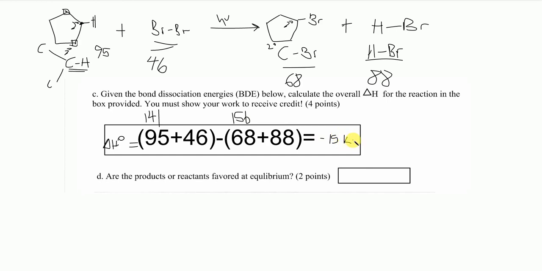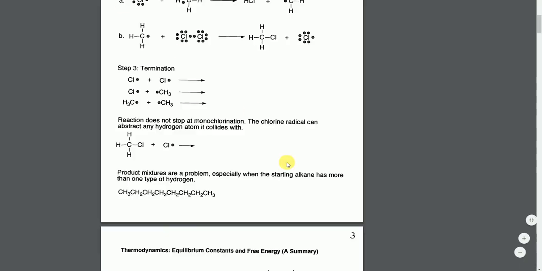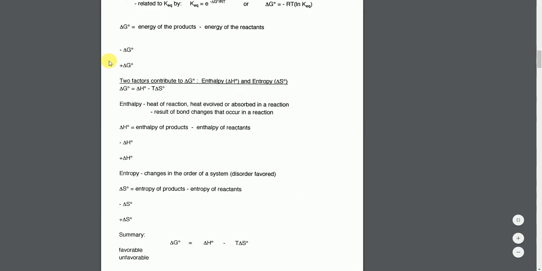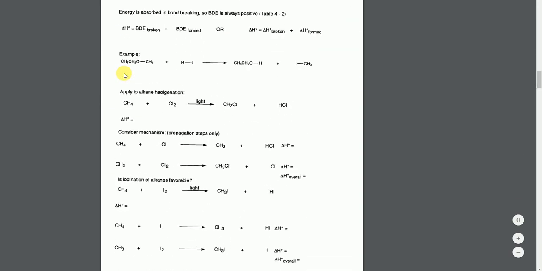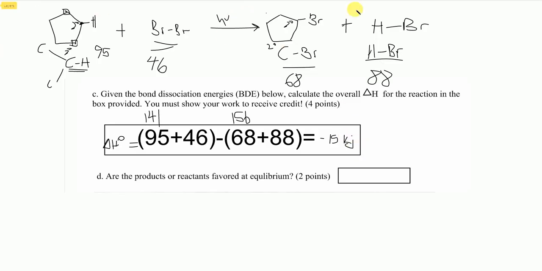And you have to make sure you show the units. So it's kilojoules, right? Let's see. Yeah, it's not kilojoules, it's kilocalories, my bad. So kilocalories per mole. You have to write that. And then are products or reactants favored in equilibrium? Because it's negative, products. All right, and that's it. So that's basically it for all of this chapter 4 material that will probably be on the exam.